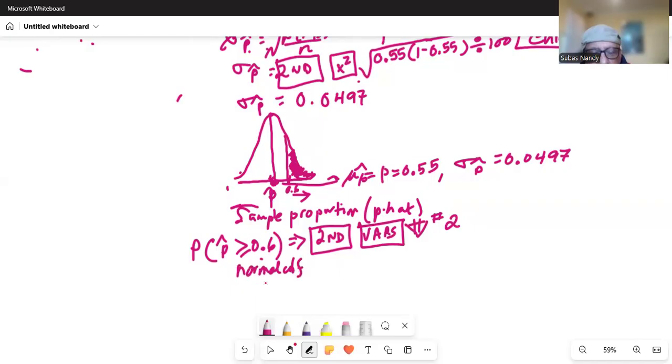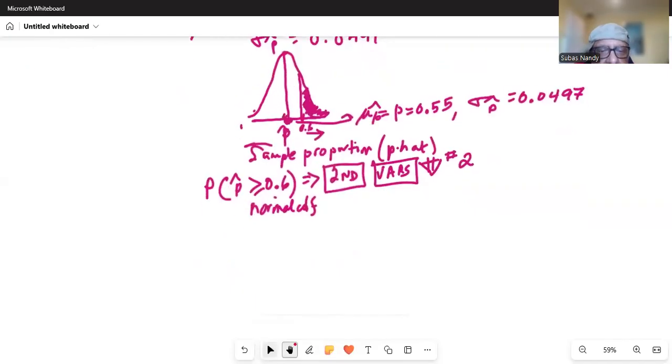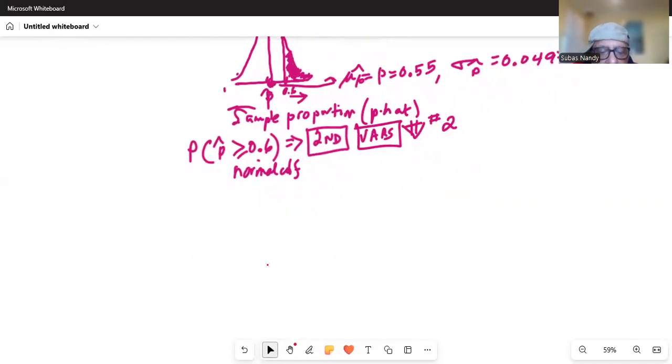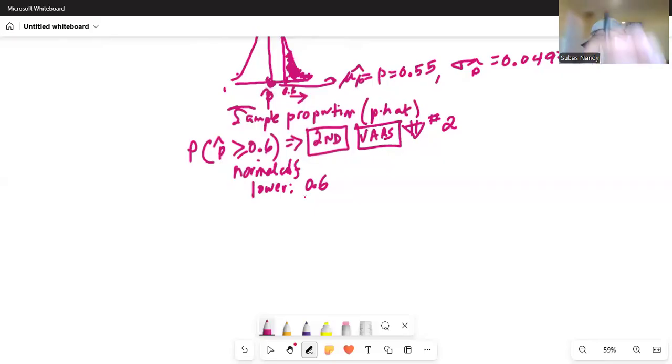Okay. So the first thing it asks me is lower. I'm starting my calculation from 0.6. I have done a similar problem last time, and you can take a look. That was dealing with the sampling distribution of sample means. Here it is the sampling distribution of sample proportions. I want to find the area under the sampling distribution to the right of 0.6. So I start my calculation from 0.6.